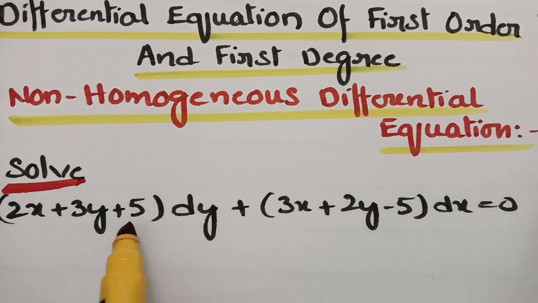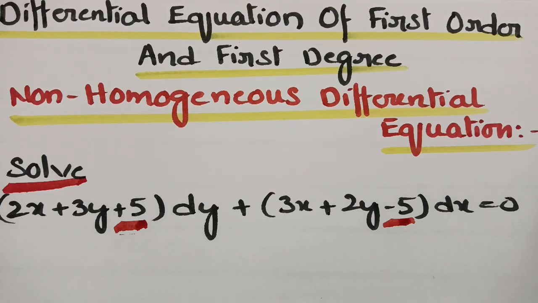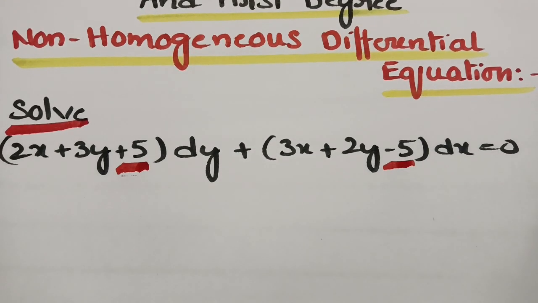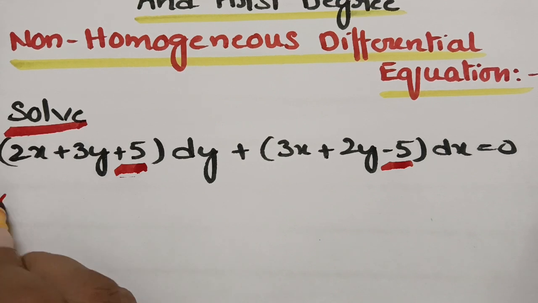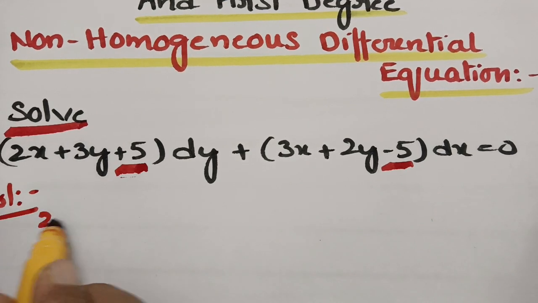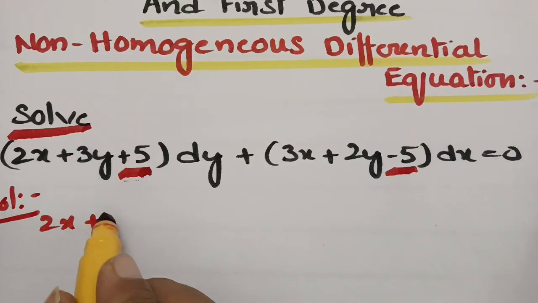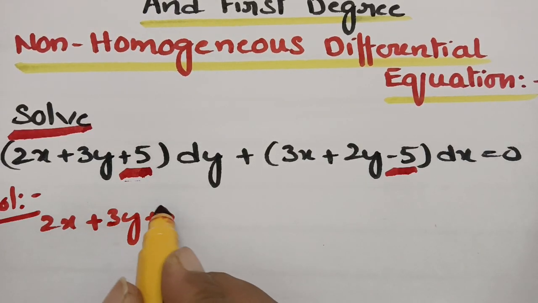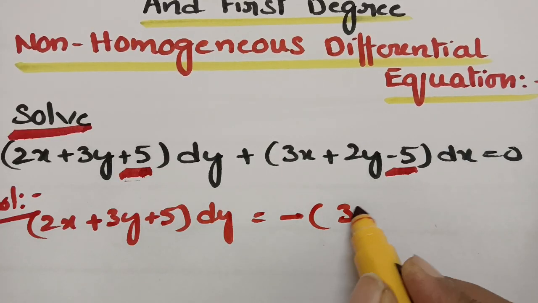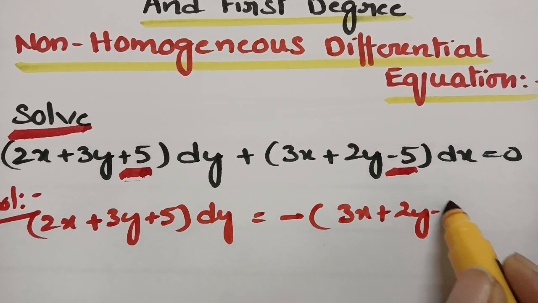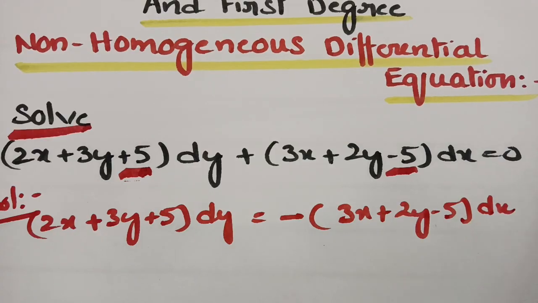First of all, when you identify constants at the end of the terms, then we have to think that it is a non-homogeneous differential equation. So I'm transforming this in terms of dy/dx. Here in the solution, I'm changing this as (2x + 3y + 5) dy = -(3x + 2y - 5) dx.